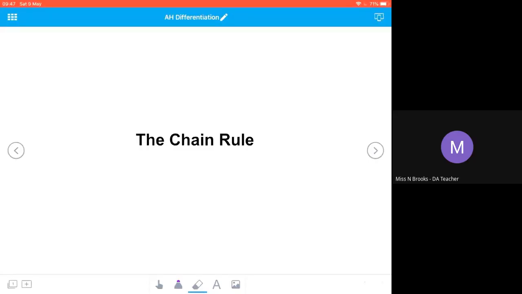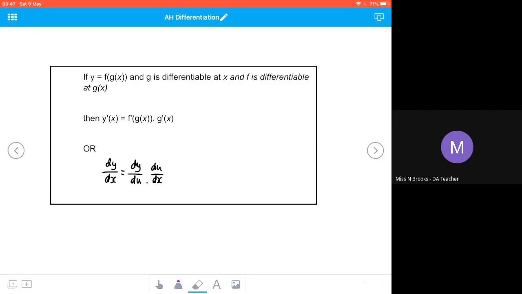So we're going to look at the chain rule. If we've got a composite function, y equals f of g of x, if we can differentiate g with respect to x, and we can differentiate f with respect to g of x, then we can find the derivative of our composite function. And what we say is that y dash x equals f dash g of x multiplied by g dash x. Or in Leibniz notation, dy by dx equals dy by du multiplied by du by dx.